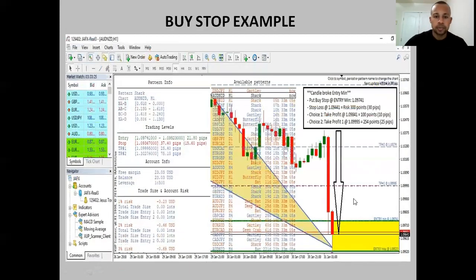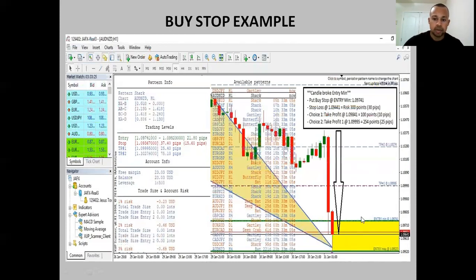So here's an example of a buy stop on this here. So you see the same thing. It created our entry zone right here. You see off the MetaTrader 4, it gave us our minimum entry and our maximum entry. So you see this candlestick broke and the market current prices within that entry zone.